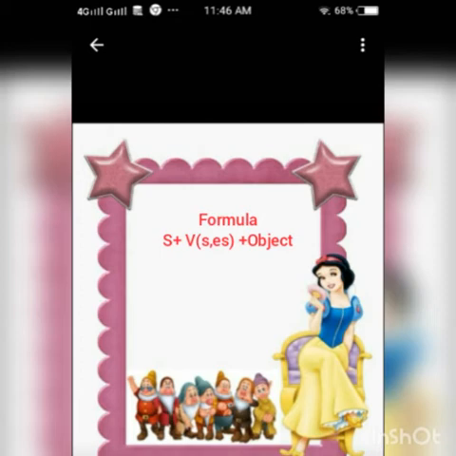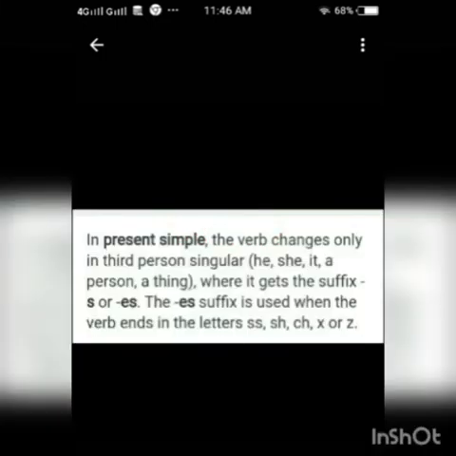Now the question is, when do we add S or ES and when not? In present simple, the verb changes, meaning that we add S or ES with the verb only in third person singular, like he, she, it, a person, a thing, etc. Where it gets the suffix. A suffix is S or ES that we add at the end of the verb. The ES suffix is used when the verb ends in the letters SS, SH, CH, X or Z.